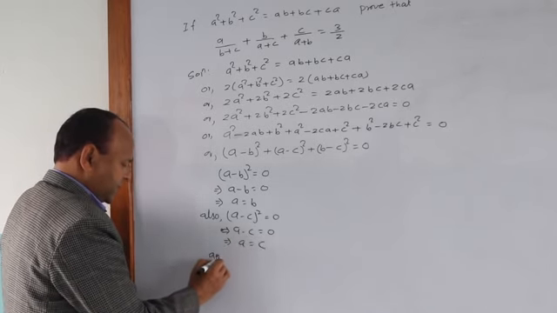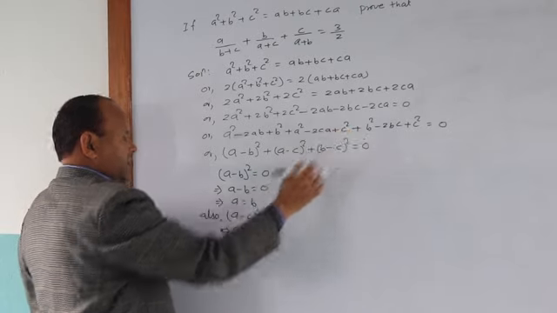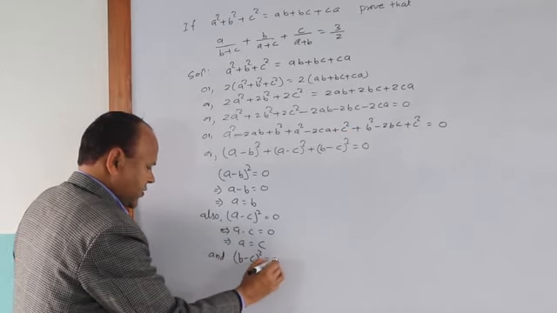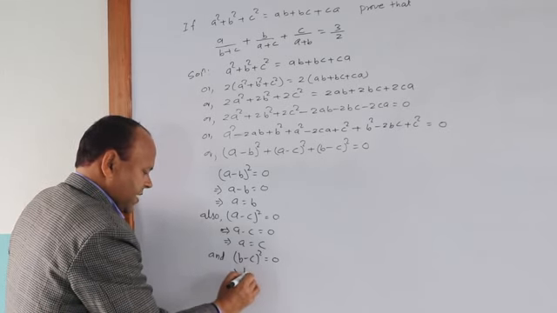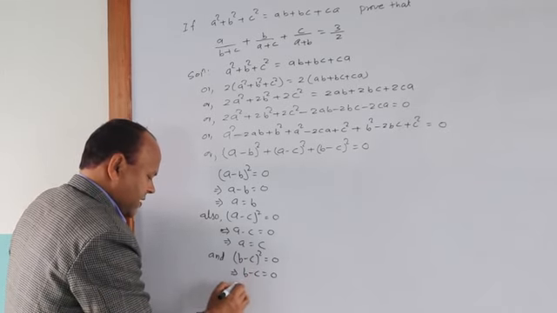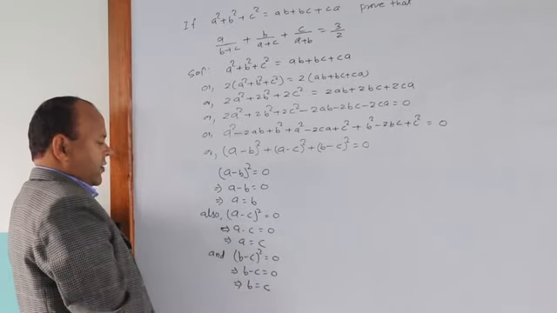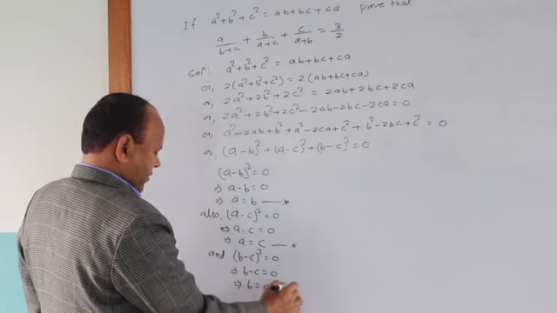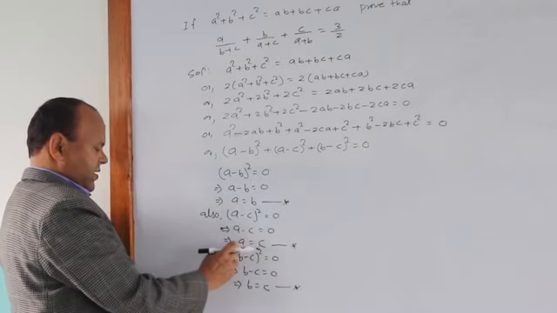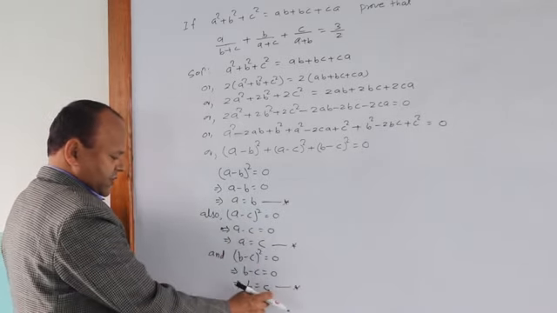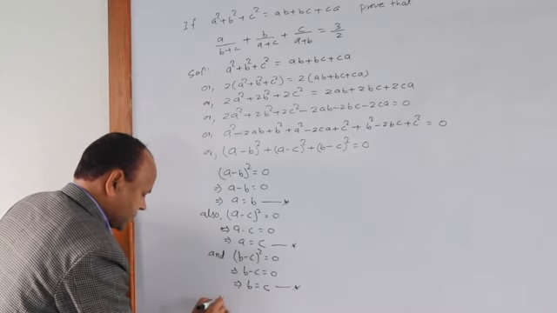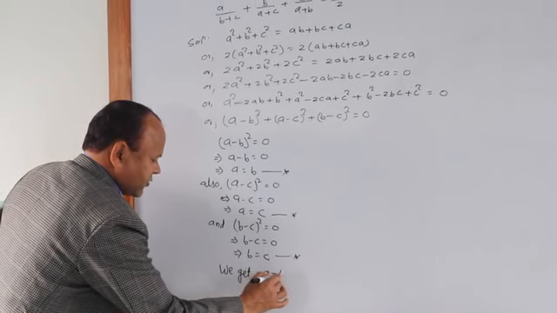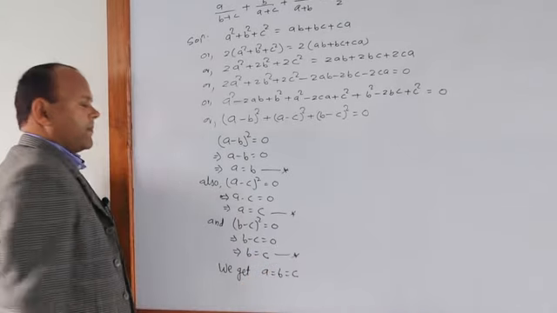And similarly, this b minus c whole square term should also be 0. b minus c whole square is equal to 0, implies b minus c is equal to 0, implies b is equal to c. Okay, from these three, what we get is that a is equal to b, a is equal to c and b is equal to c. So from these three we get from above that a is equal to b is equal to c.